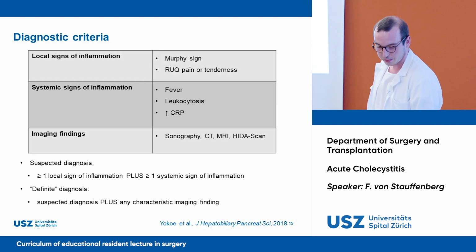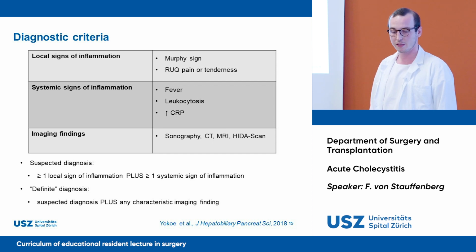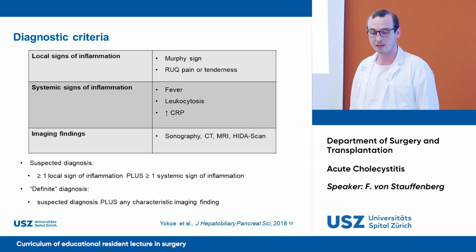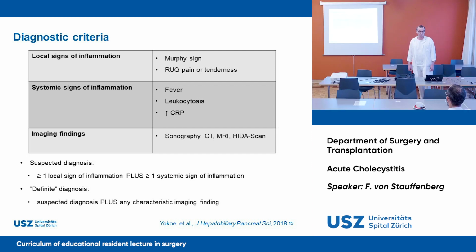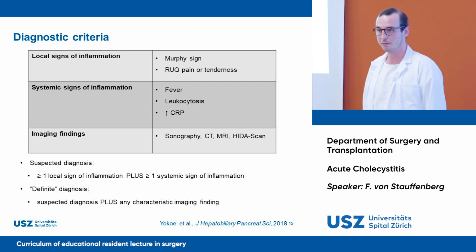So the diagnostic criteria for acute cholecystitis are local signs of inflammation, which we see in the positive Murphy sign and in the right upper quadrant pain or tenderness, as well as the systemic signs of inflammation, fever, leukocytosis, and rise of CRP, and imaging findings, where we can use sonography, CT, MRI, and HIDA scan. We can state a suspected diagnosis if there's one or more local signs of inflammation plus one or more systemic signs of inflammation. We can talk about a definite diagnosis if we add any typical imaging finding.